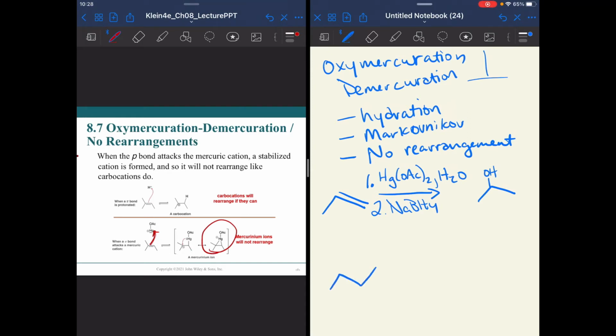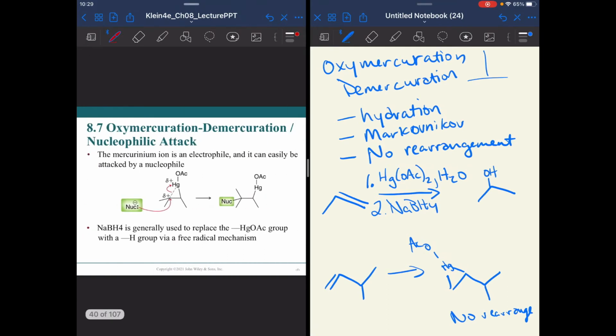And so, let's, for instance, say we were looking at this example. When we add the mercurinium ion, it's going to attach here. And so no rearrangements are going to happen here. No rearrangement. It holds it in place. It kind of reserves the two carbons that were originally in the double bond.